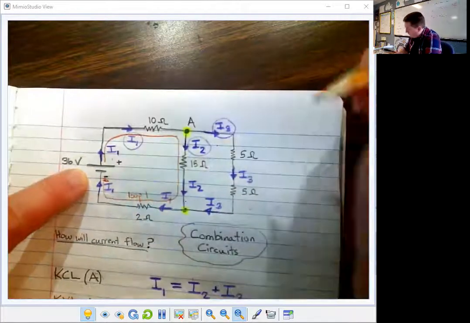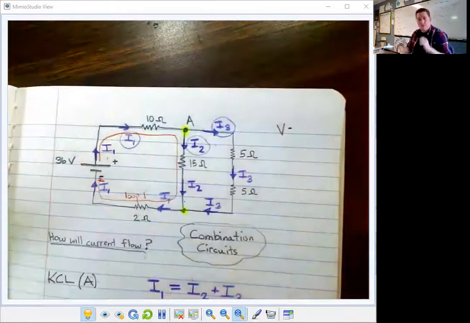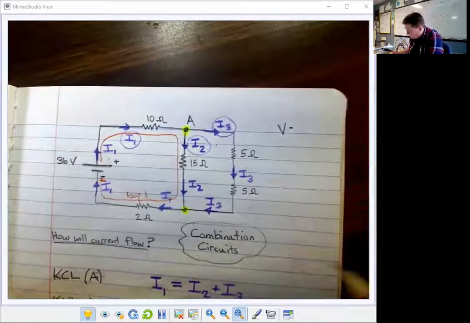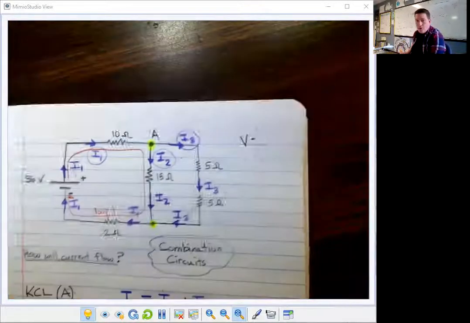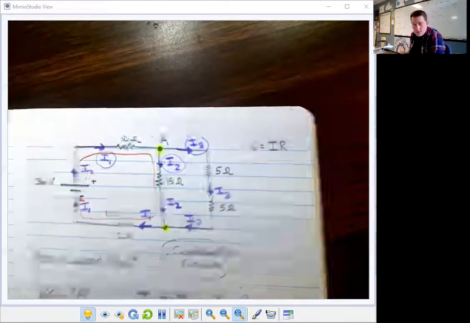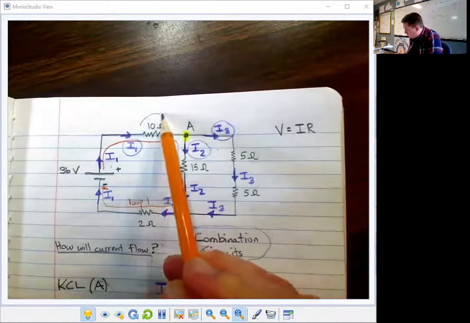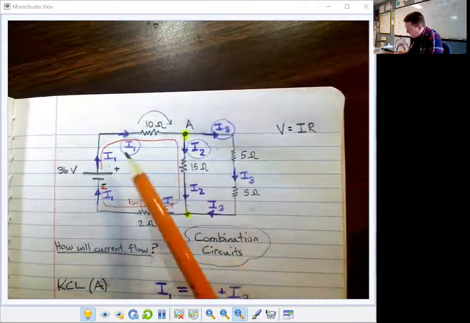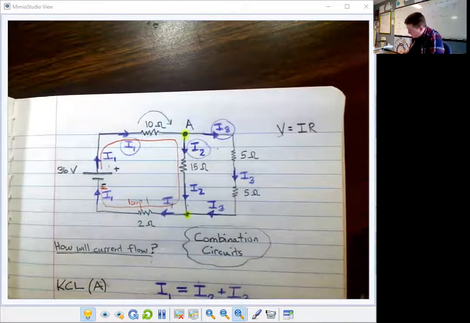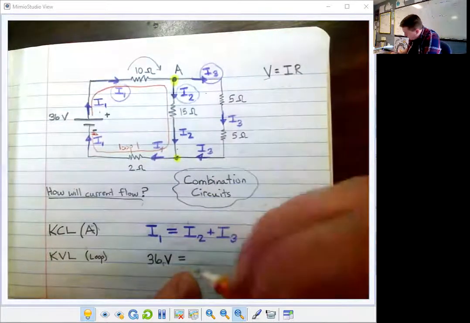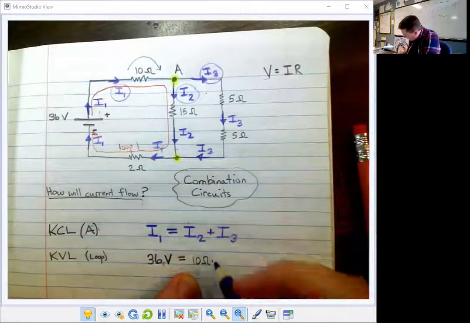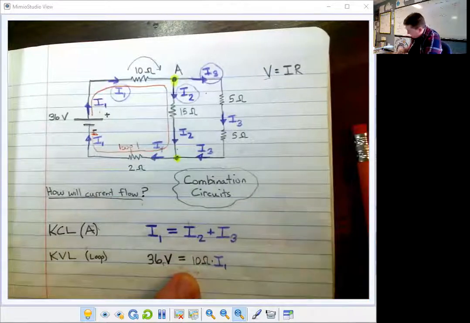Now, we all know that V equals IR, correct? So if I wanted to calculate the voltage drop at that resistor, I would take its current and multiply it by its resistance. That's how you find voltage, right? So what I'm going to write here is the voltage drop is going to be 10 ohms times I1. Right? That's my first voltage drop.